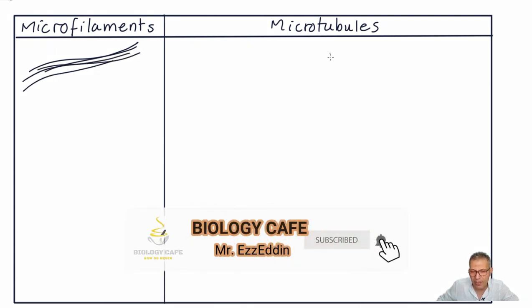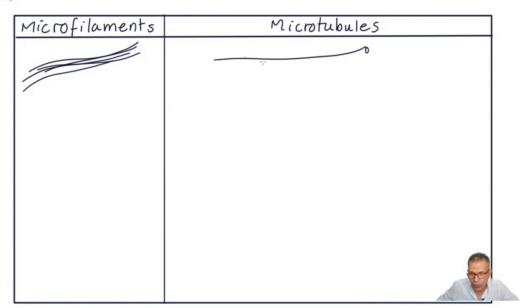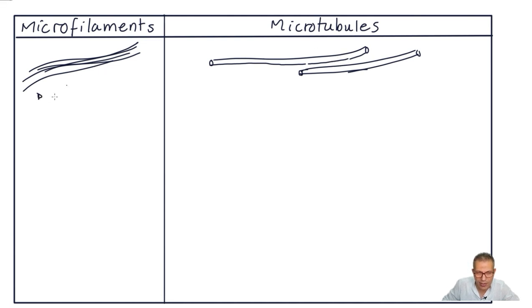They are fiber-like structures, unlike the microtubules that have a thicker body like that. Many of them. They are called microfilaments and those are called microtubules. As for the type of protein, they are made up of a protein called actin, while here it is tubulin protein.